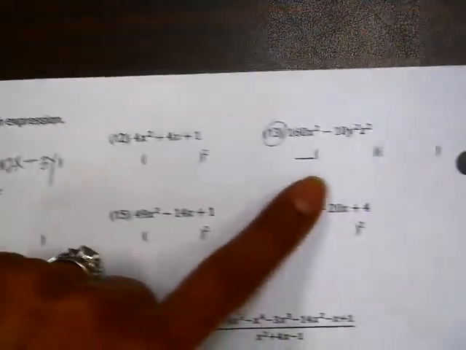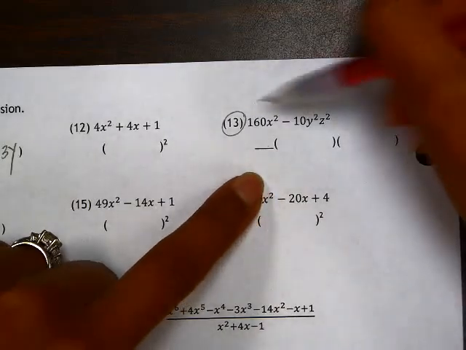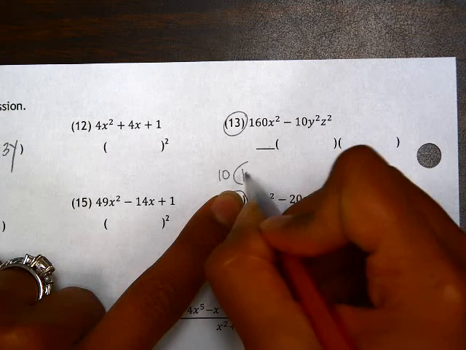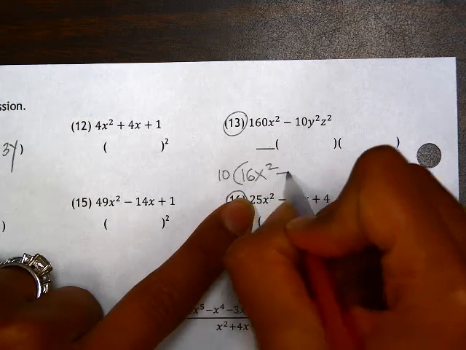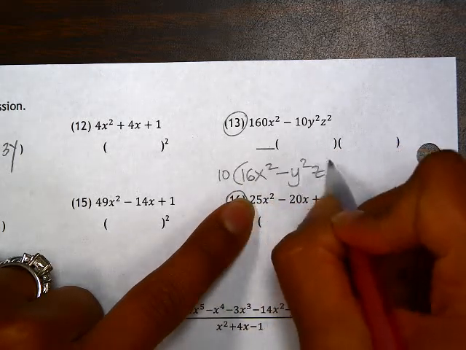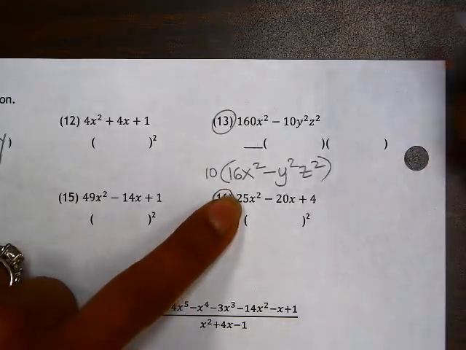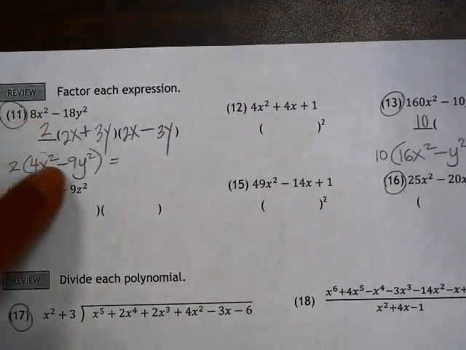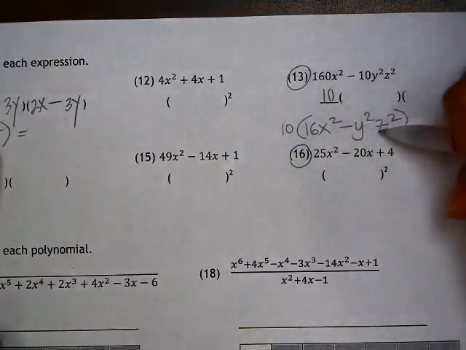All right, looking at number 13, again, let's first look to see if we have a common factor. Here we have a common factor of 10. Factoring that out, we're left with 16x squared minus y squared z squared. And then again, similar to number 11, we have an expression here that's a difference of 2 squares.